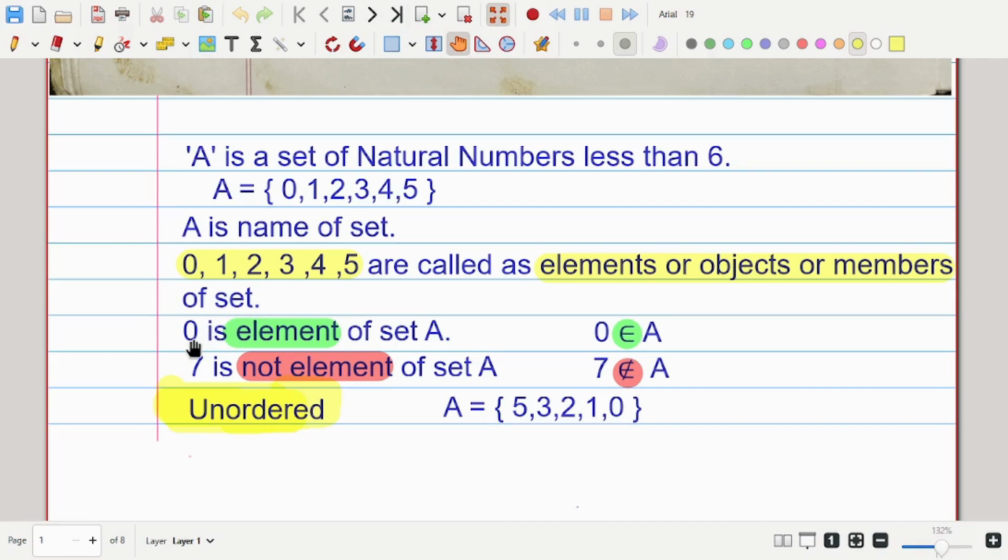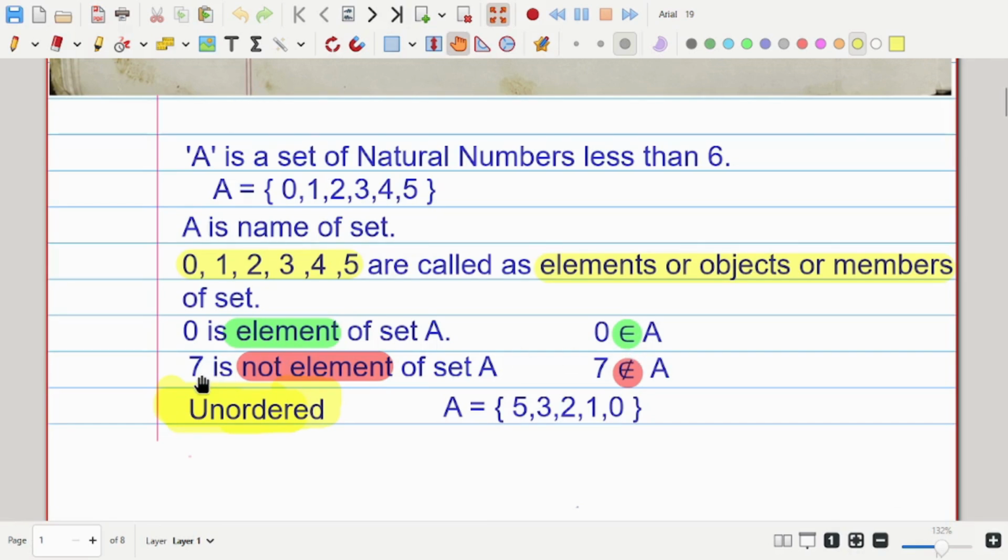Is the 0 present in set A? Yes, 0 is present in set A. Therefore, it is an element of set A. So, we write it as 0 belongs to A. This Greek letter symbol denotes belongs to.